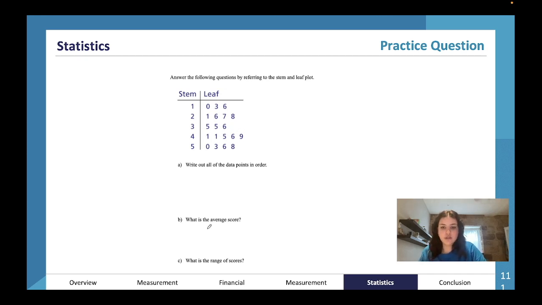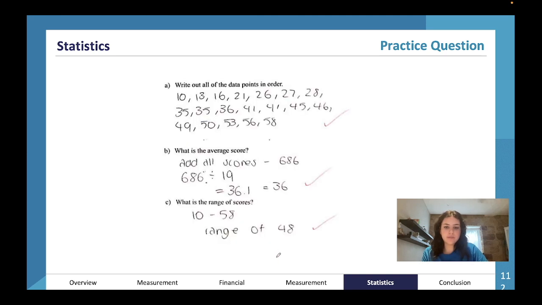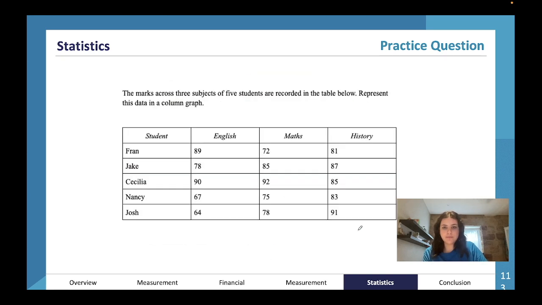So we got 686 when we added those all together. We're going to divide that by 19. We get 36.1, which is our average score. The range of scores is the highest score minus the lowest score. So 58 minus 10, we have a range of 48. And we can see this was our data points written out in order, 36.1 and a range of 48.